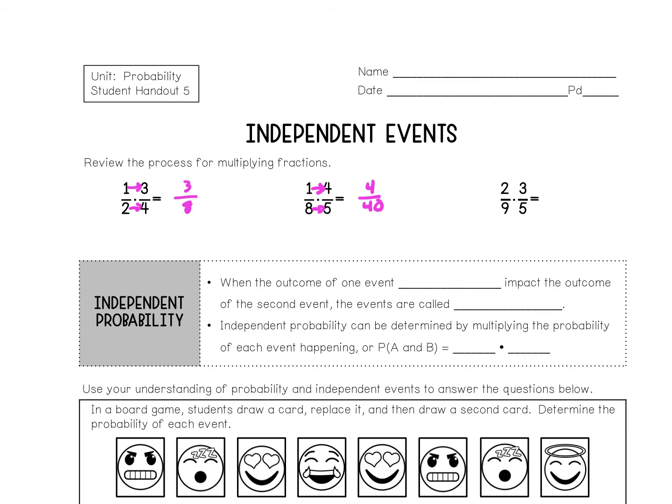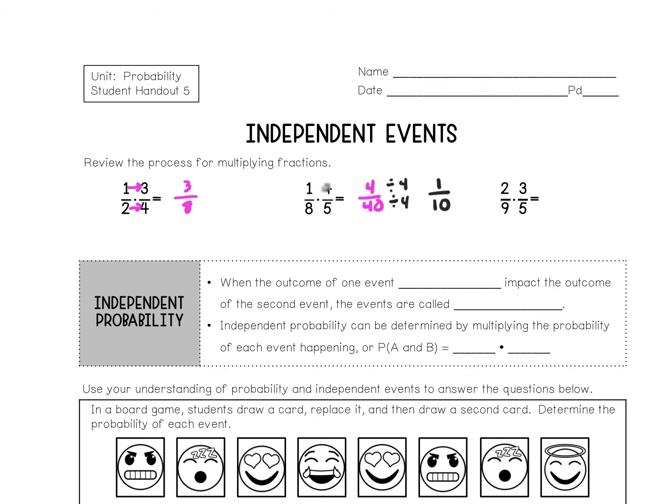Now you might be able to see that we can reduce this, and we try to find the greatest common factor, the highest number that will divide into both of them. And so we have 4 will go into 4 one time, and 4 will go into 40 10 times. So that's one of the ways we could reduce.